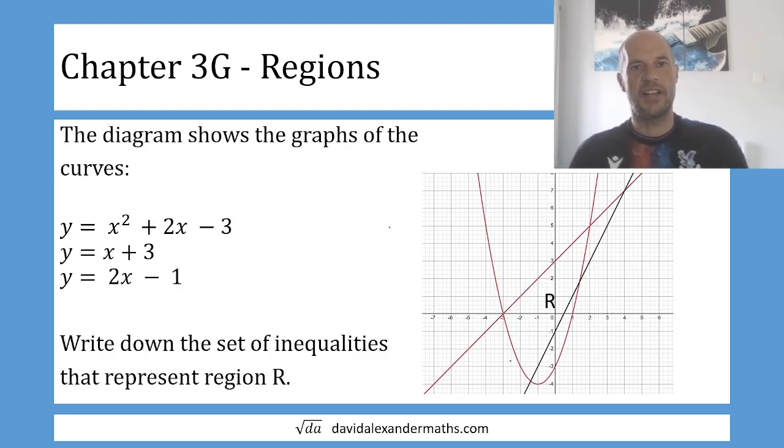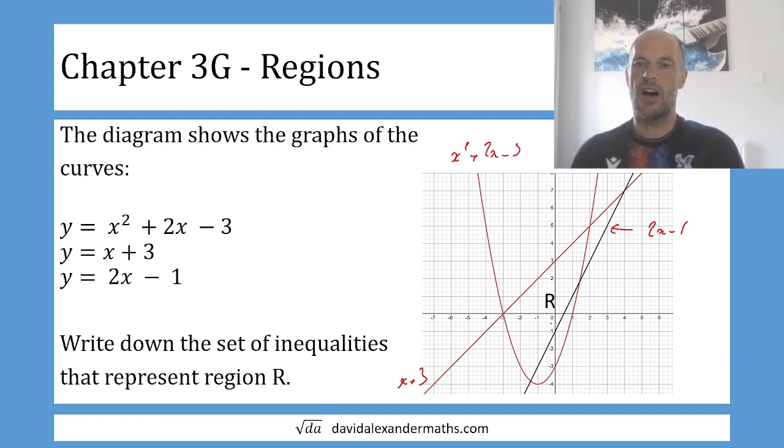Okay, here is another example. So we need to write down the set of inequalities that represent region R. This is quite easy because we've actually been given the equations of the curves and the lines. So let's just work out which one's which. So the curve is the x squared plus 2x minus 3. This line here is the line x plus 3, and this line here is the 2x minus 1.